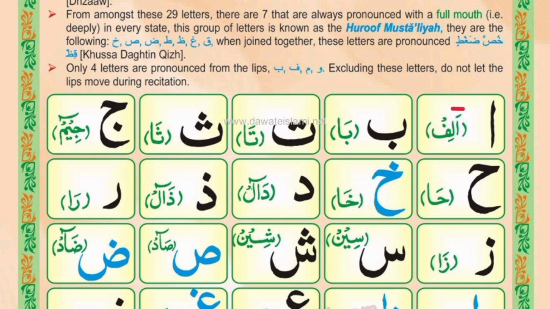So the difference between these two letters is that the seen has no dot on it, and the sheen has 3 dots on its upper side. This is the difference between these two letters. Okay. The second thing is the attribute of sheen.